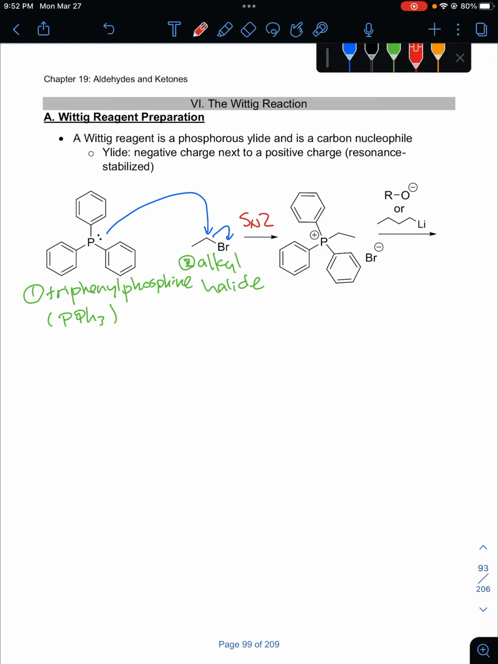After which you end up with this salt between the phosphonium ion and the halide, and to that you would add the third ingredient, which is the strong base.